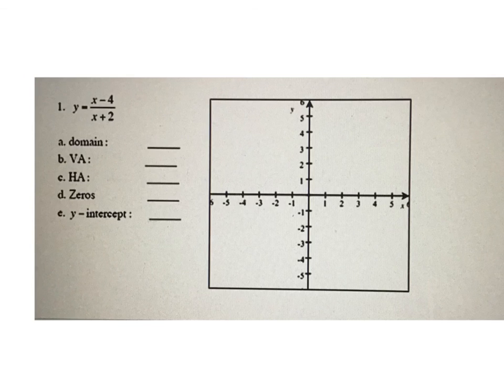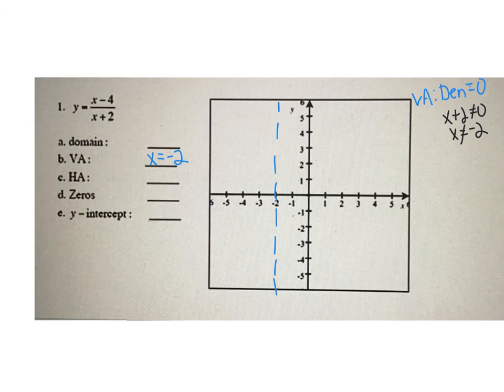So I'm going to come over here on the side. Where do we look to find our vertical asymptote? Well, our vertical asymptote is found by setting the denominator equal to 0. What is the denominator? The denominator is x plus 2. So x plus 2 cannot equal 0. Therefore, x cannot equal negative 2. So my vertical asymptote is at x equals negative 2. So I come over here on my graph, and at negative 2, we have that imaginary line.